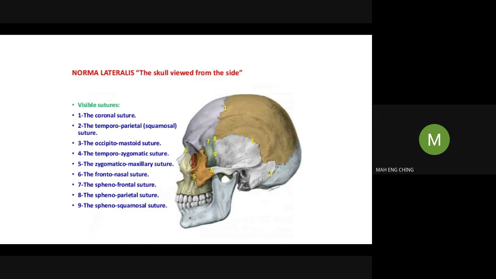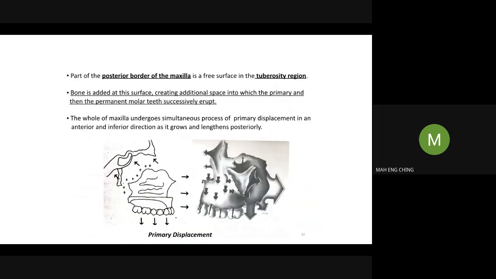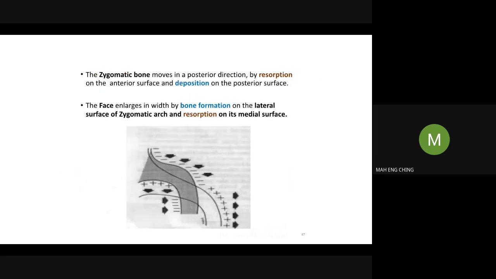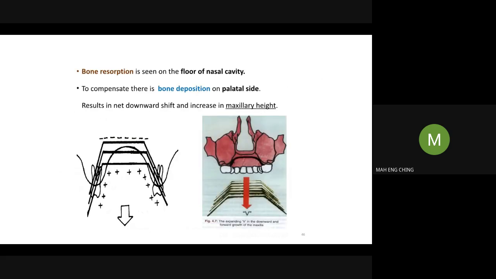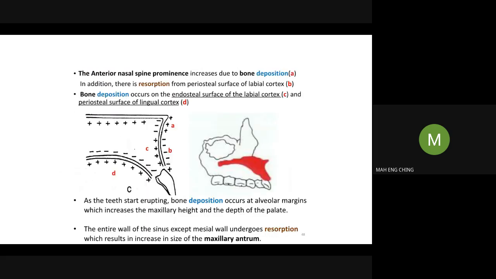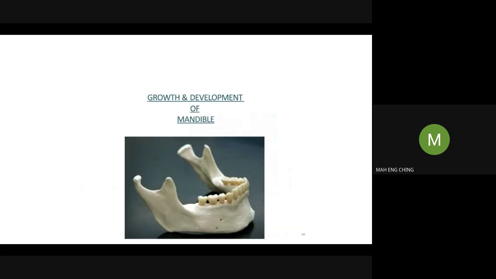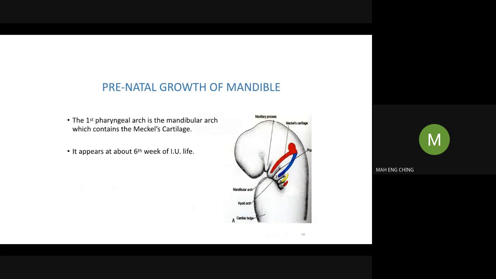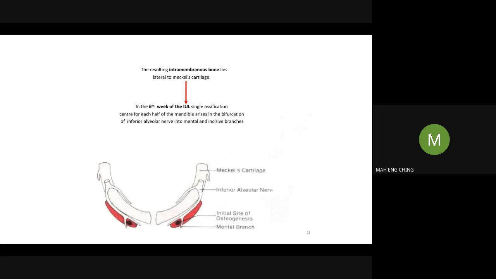Then it usually goes by the sutures, with remodeling and displacement again. Then we talked in detail about how the maxilla grows, and the palate also, the anterior nasal spine. Then we go to the mandible. The mandible is usually formed by intramembranous ossification on the body of the mandible. Then we have three parts formed by endochondral ossification, which are the condyle, coronoid process, and the symphysis.